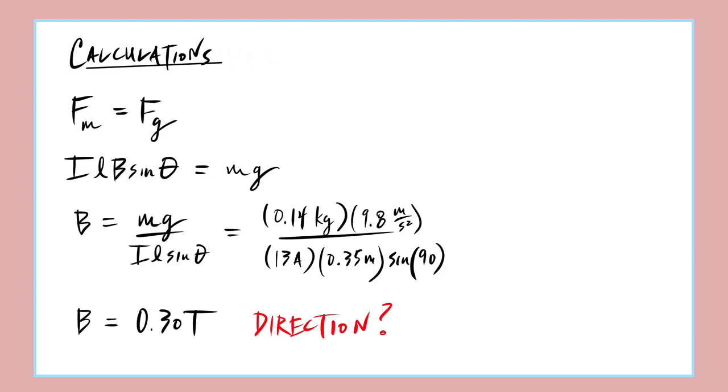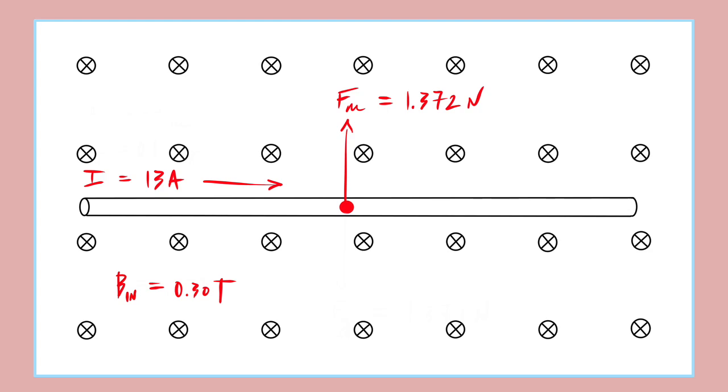Since the magnitude of the Lorentz force must be equal to the weight of the rod, we can set the two equal. After some substitution and solving, we find that the magnetic field strength would have to be 0.30 Tesla in order to levitate the rod. But what about the direction of the field? If we look back at the illustration, we can use the right-hand rule to find this direction.